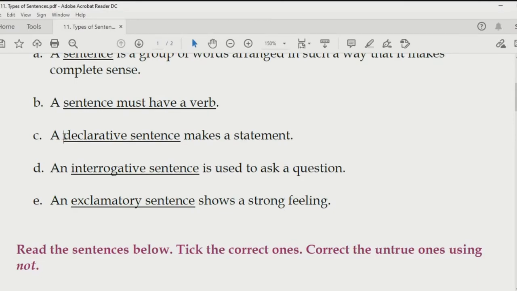Next one, a declarative sentence makes a statement. Please don't get confused. This is very easy to understand. First of all, the word declare, D-E-C-L-A-R-E. You must have heard this word in school notices, in school announcements, that they declare something. That means they say something. So, a declarative sentence makes a statement. It is almost the same. When you say something, it also means that you are stating something.